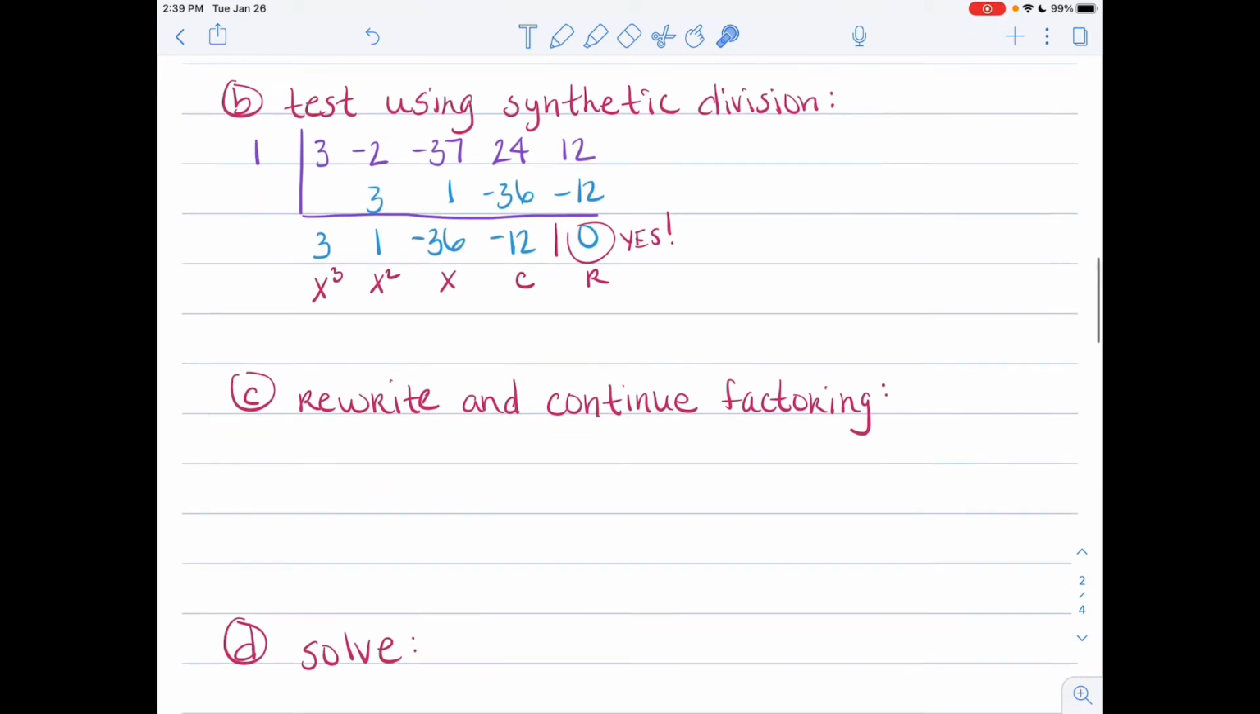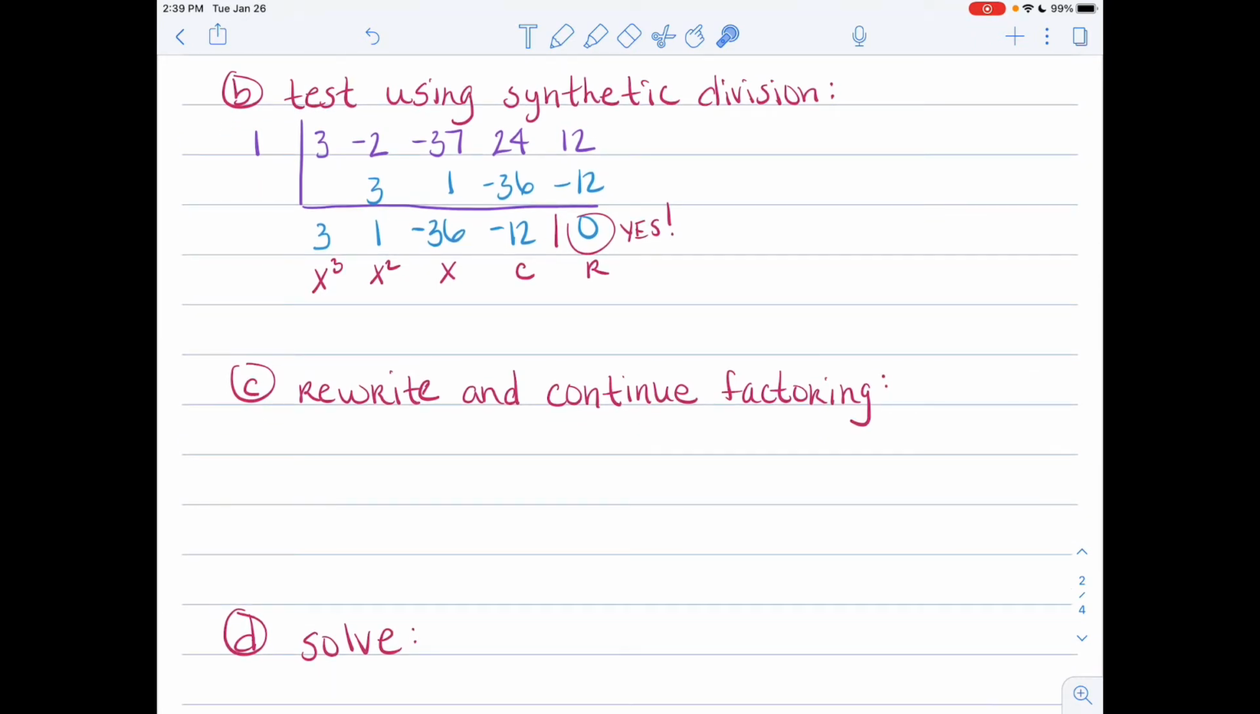I would like you to try that, and I'll give you a big hint. You're going to have 4 terms left in your polynomial, and that should lead you to a particular type of factoring for 4 terms. Give it a try and come back.